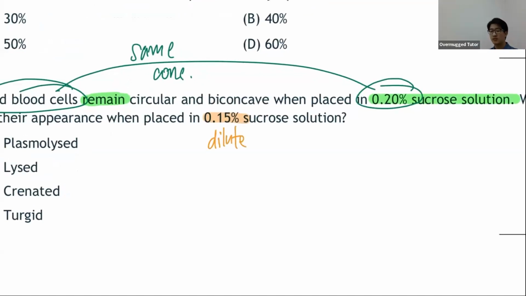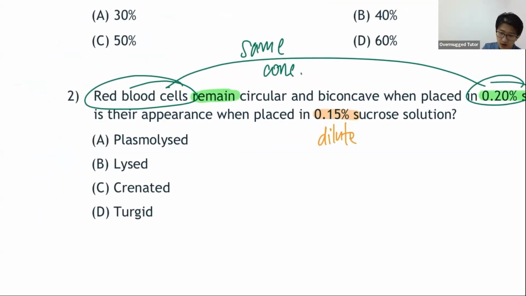Okay, so 0.15 is more dilute than the 0.2. So what will happen now when I place the cell in a more dilute solution than before? Plasmolyze. Thank you for saying the first wrong answer that we need to look at. Okay, thank you for making a mistake. Plasmolysis and one other word immediately must cancel out. Turgid, why?